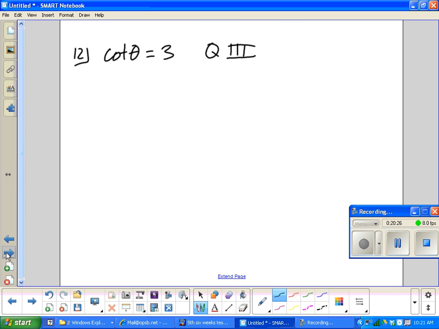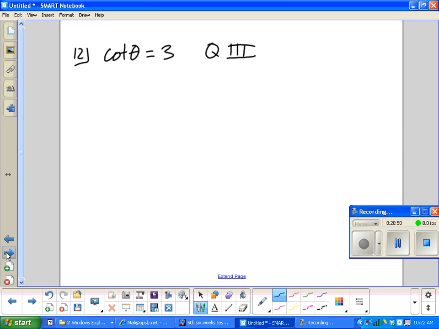I'm going to look at number 12. They give you something different this time. They give me cotangent. I'm much better off working with sine or cosine, but they gave me cotangent. So what could I do with that, especially when it comes to drawing my triangle?